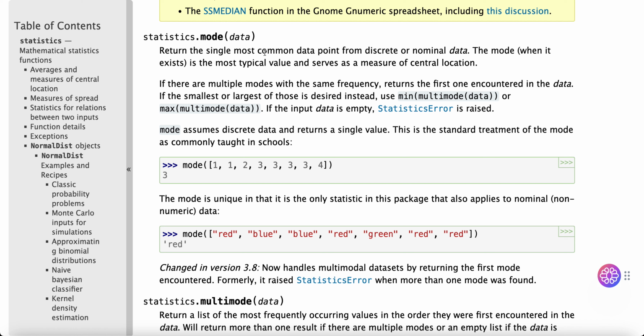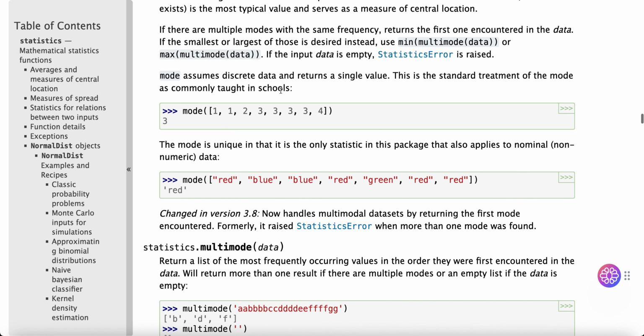statistics.mode(data). Return the single most common data point from discrete or nominal data. The mode, when it exists, is the most typical value and serves as a measure of central location. If there are multiple modes with the same frequency, returns the first one encountered in the data. If the smallest or largest of those is desired, instead use min(multimode(data)) or max(multimode(data)). If the input data is empty, StatisticsError is raised. Mode assumes discrete data and returns a single value. This is the standard treatment of the mode as commonly taught in schools.